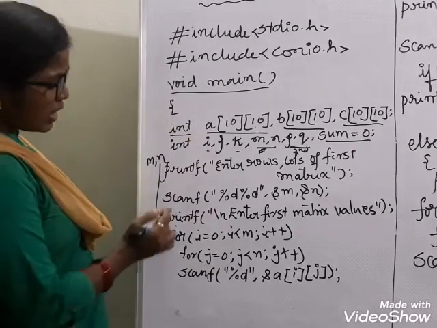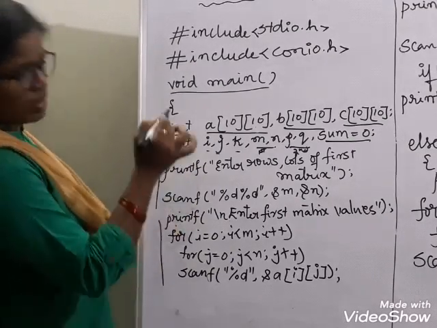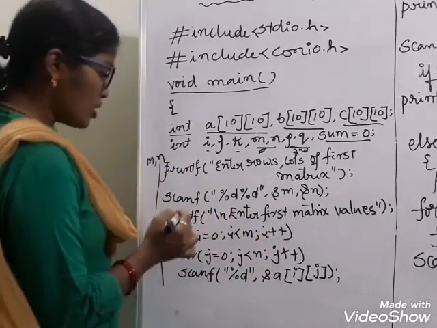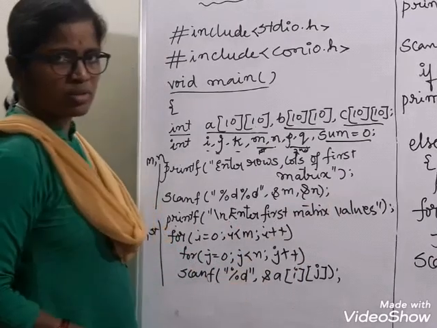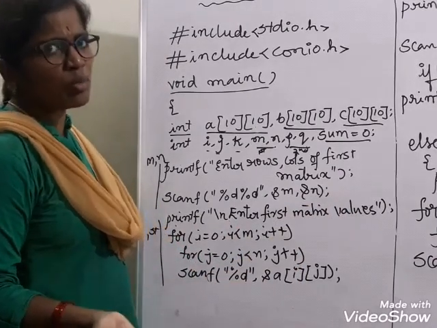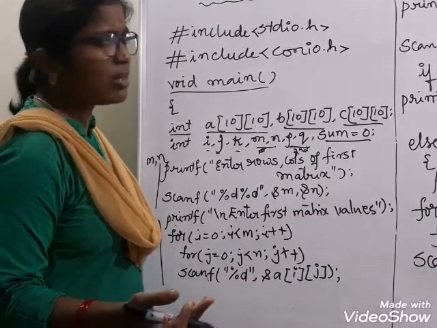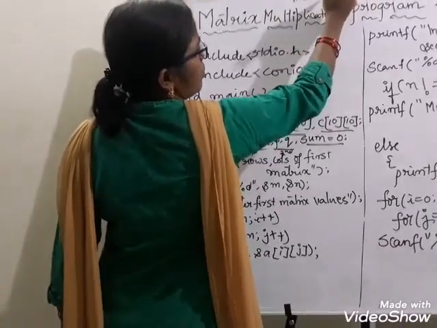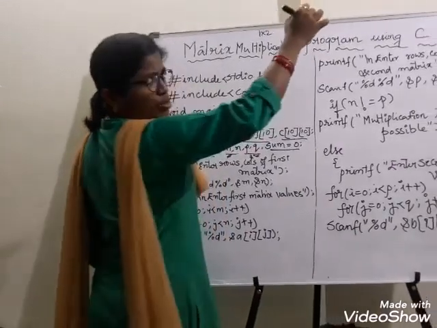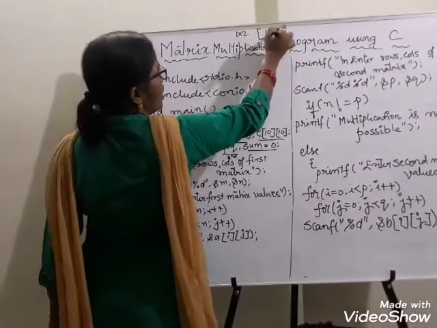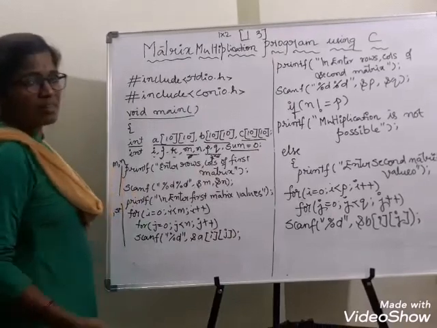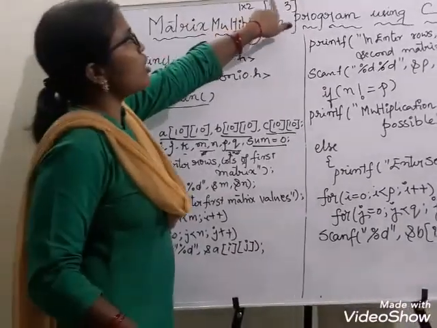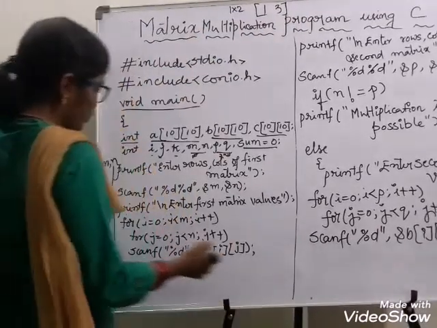Next, what am I doing? I am reading the first matrix. How am I reading? Enter first matrix values. Suppose you have taken a 1 by 2 matrix, how many values will you have? 1 by 2 matrix means only one row and two columns. Simple example I will write here, 1 by 2 matrix: only one row, two columns.